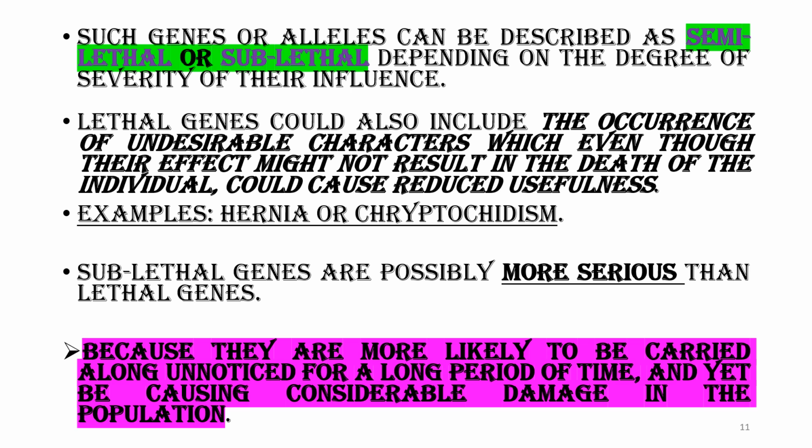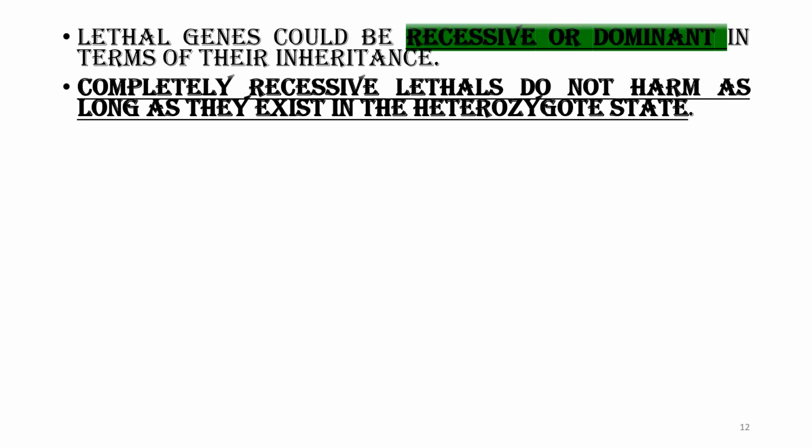Now, the sublethal genes are possibly more serious than the lethal genes, and the reason is because these genes do not show their effect directly and are not noticed for a very long period of time. They are in the population, they go unnoticed, and they keep spreading, and yet they end up causing considerable economic damage in the population of animals. So lethal genes could be recessive or dominant in terms of their influence.